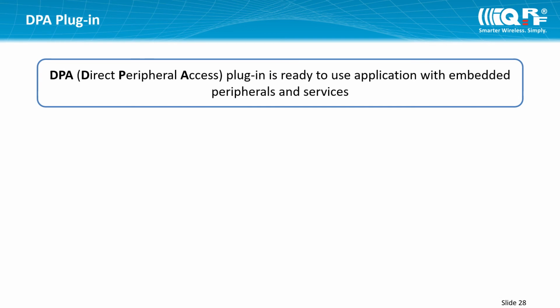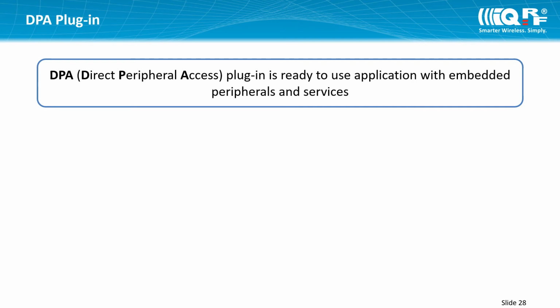Now let's talk about the DPA plugin. The DPA means the direct peripheral access. It is an application written by our company, and the final hex file is encrypted to a file with the IQRF extension. DPA plugin is a ready-to-use application with embedded peripherals and services. There are 4 basic plugins: for a coordinator with the SPI or UART interface, and for a node in the standard or low-power RF mode.